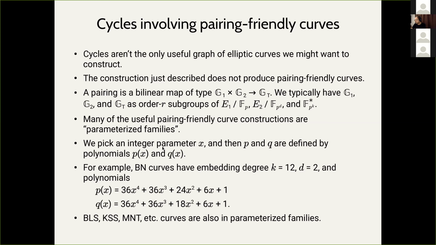So we pick our pairing-friendly curve. We're going to assume that it's in a parameterized family. So we have an integer parameter x, and then P and Q. P is the field, FP is the field of definition, FQ is the scalar field. They're defined by these polynomials in x. So BN curves are an example here, Barreto-Naehrig curves. And so are BLS and KSS and MNT curves. Any curve construction that you might want to use in cryptography is of this form, really.